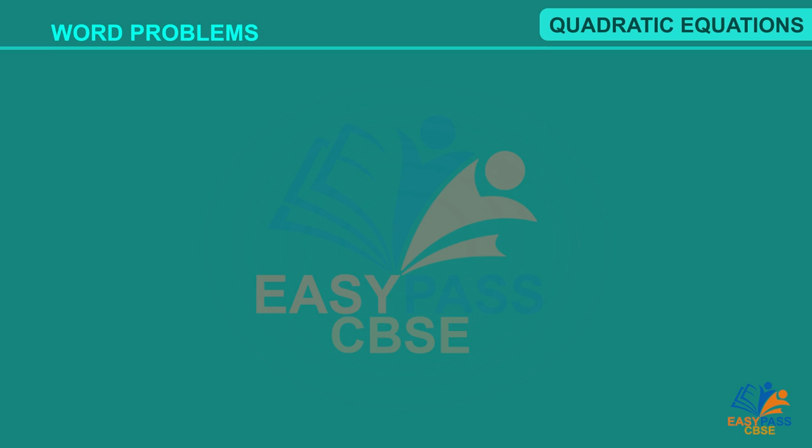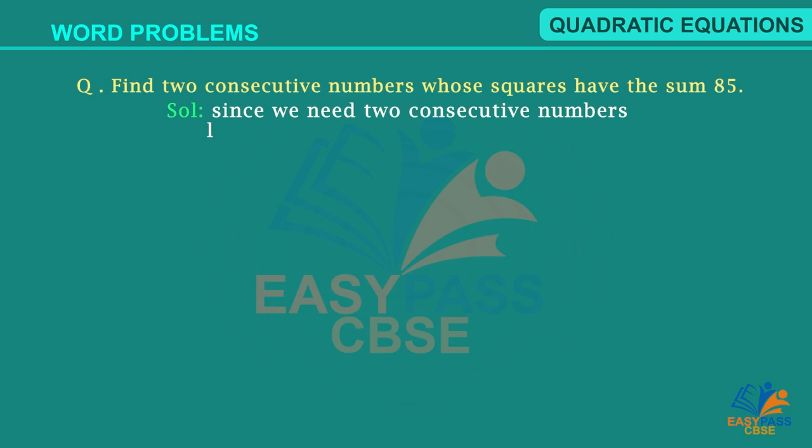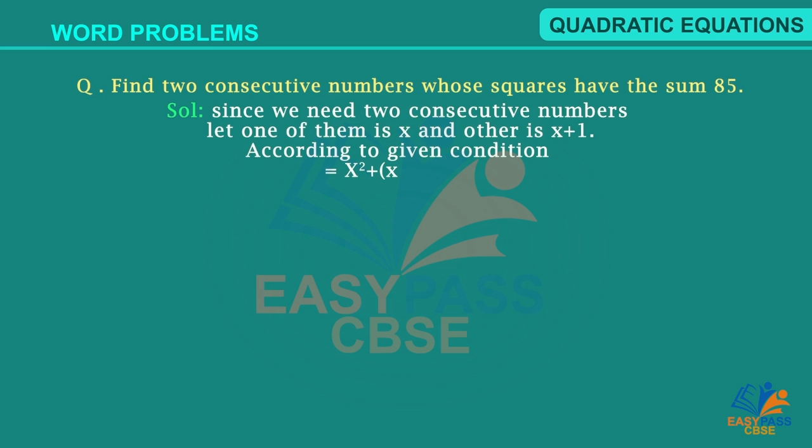Let us do some more questions related to word problems transformed into quadratic equations. Question number one. Find two consecutive numbers whose squares have the sum 85. Solution. Since we need two consecutive numbers, let one of them be x and the other x plus 1. According to the given condition, x square plus x plus 1 whole square is equal to 85.